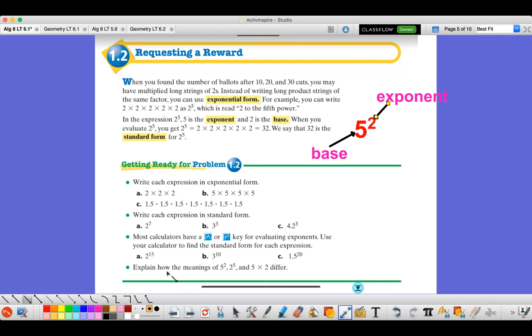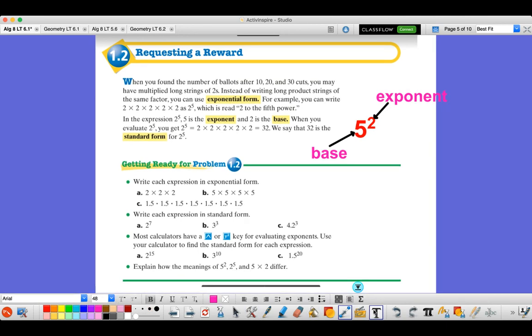So I want you to look at the questions I have here, and you're going to write each expression in exponential form for the first 3. Then you're going to write each expression in standard form. And then you'll go through and answer these next 2 questions. So if you need to pause the video right now, you should pause. So pause the video if you need to.